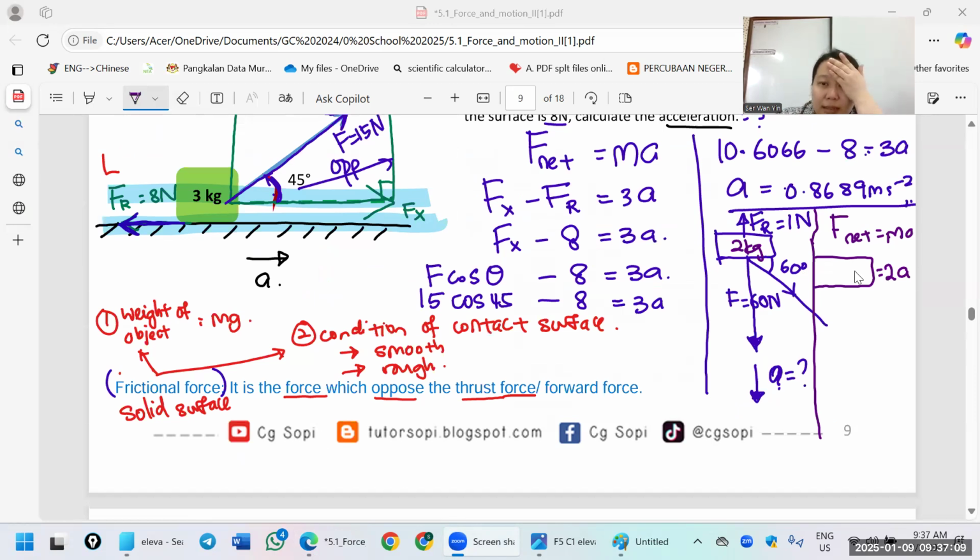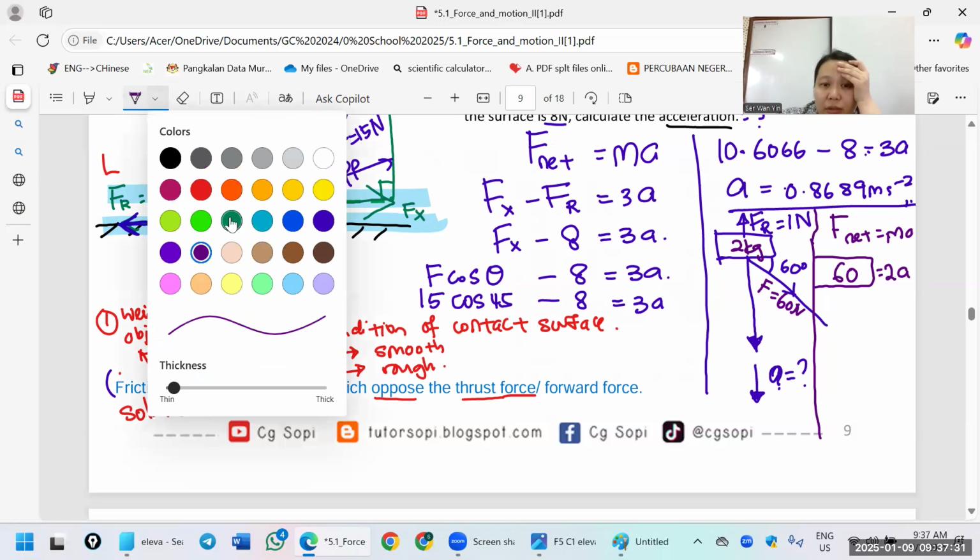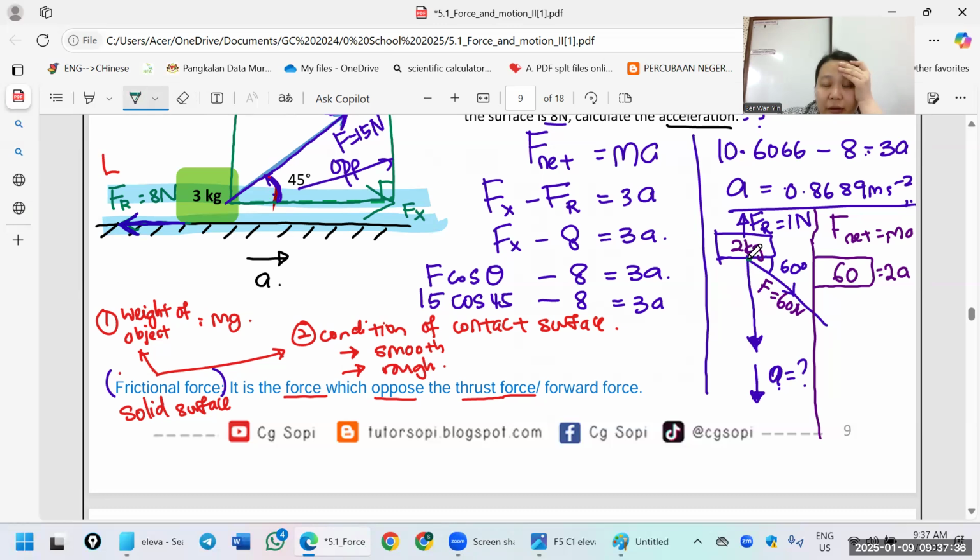60 equals 2A. No. F equals 60, I think I confused you. F equals 60 is actually here, but we want to resolve it first. How to resolve? From the tail of the arrow, please draw 2 perpendicular lines which represent Fx and Fy.